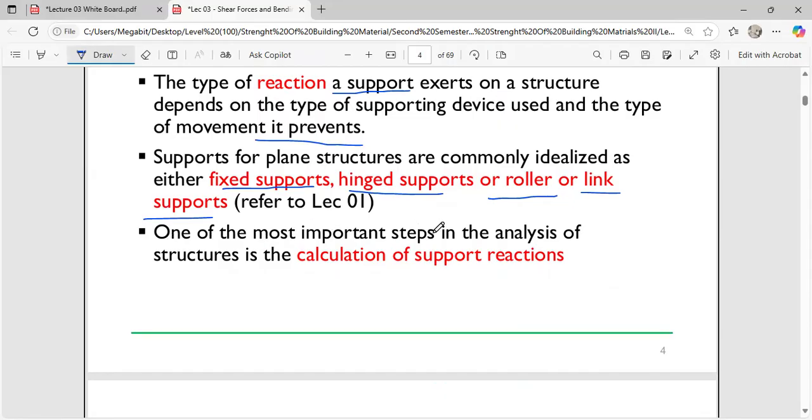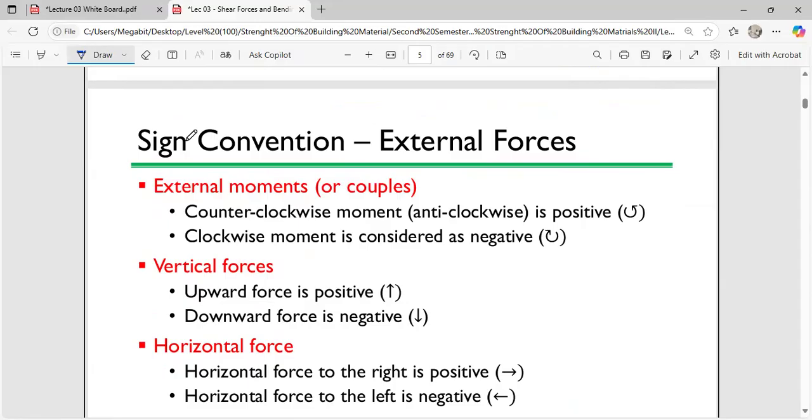One of the most important steps in the analysis of structures is the calculation of support reactions. Let's elaborate a bit on the sign convention. Okay, external moment or couples. We have counter-clockwise moment, that is also known as anti-clockwise, and that one is always positive. Clockwise moment is considered to be negative.